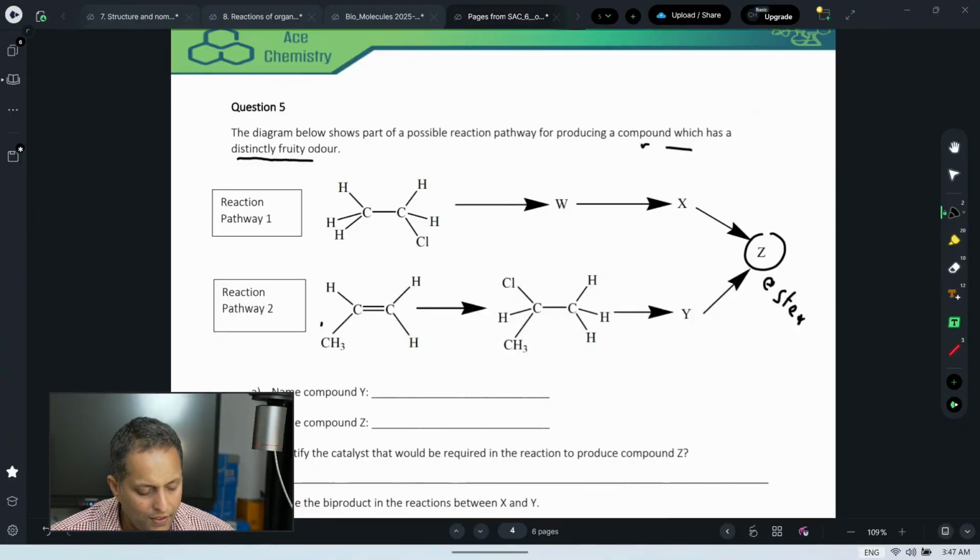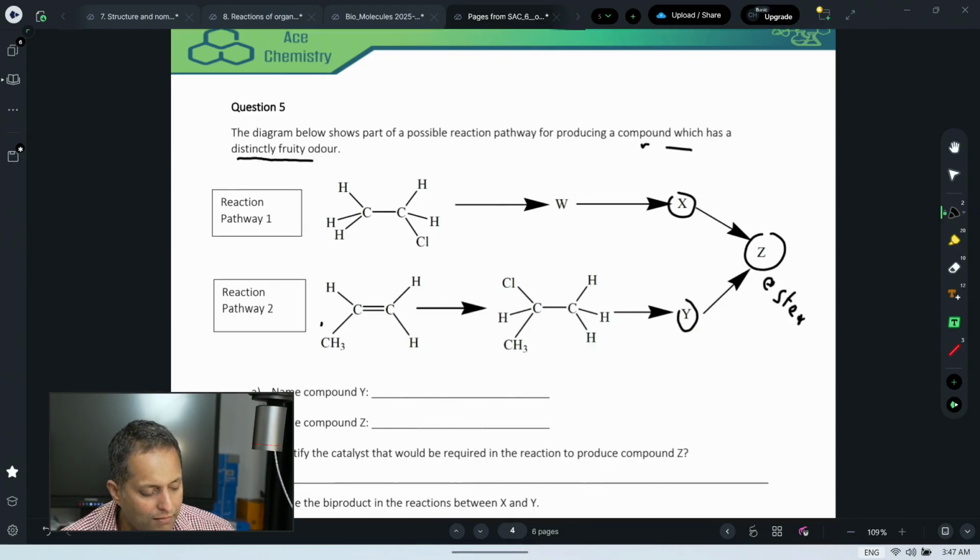Now, X and Y need to be either an alcohol or a carboxylic acid. We don't know which one is which. That's what we need to find out. But we know that X and Y have to be carboxylic acid and alcohol. So we need to sort out which one is which.